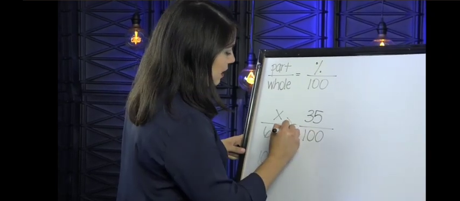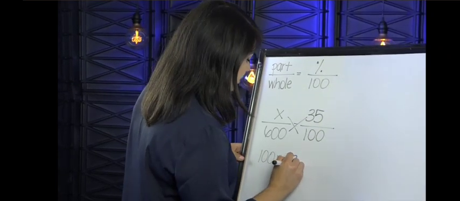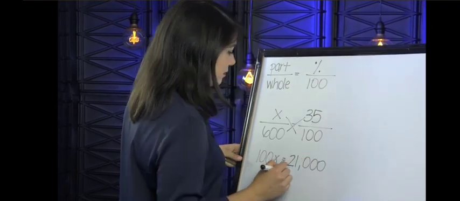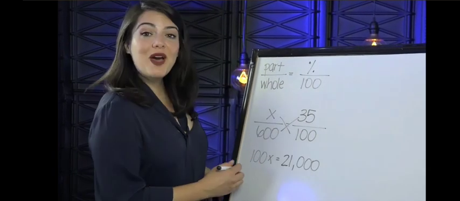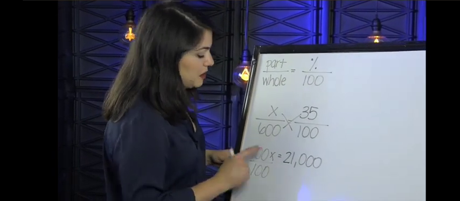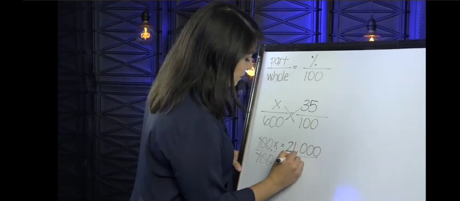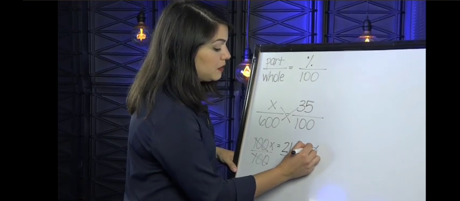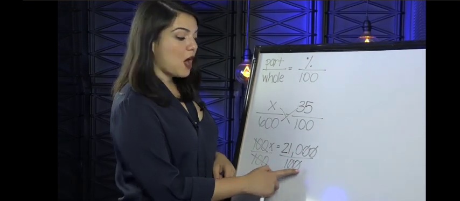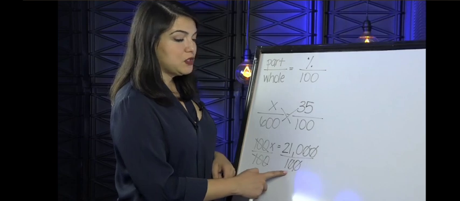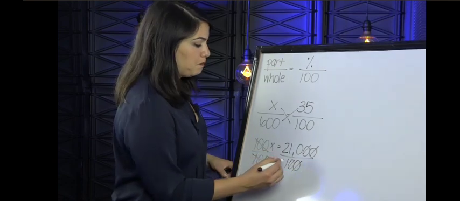100 times x is 100x. 600 times 35 is 21,000. Let's go ahead and divide to solve for x. So we're going to divide by 100 to isolate the x, and we can cancel this out. Whatever we do to one side of the equal sign, we also do to the other. We can cross out the zeros the top and the bottom have in common. Only two zeros are in common in the top and the bottom. This third zero on the top cannot be crossed out because there's not a third zero in the bottom to cross it out with. So we're left with 210.